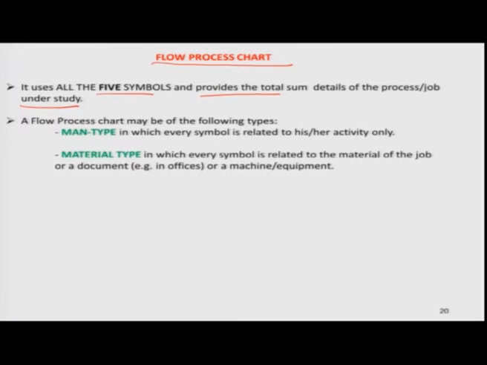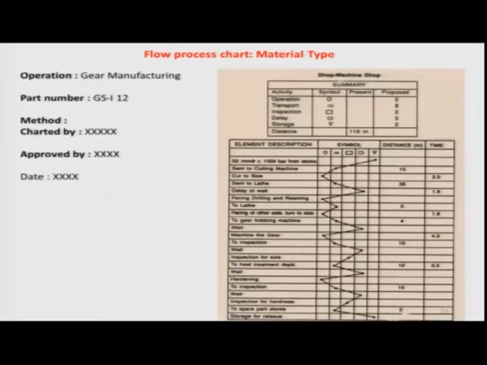Here a flow process chart may be of the following types: man type, material type, and machine type. And there is another type, the hybrid type, you can say man and machine type, man and material type. Okay. So, I will explain some of them.